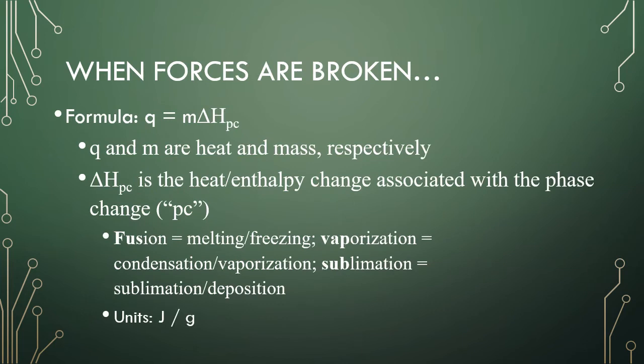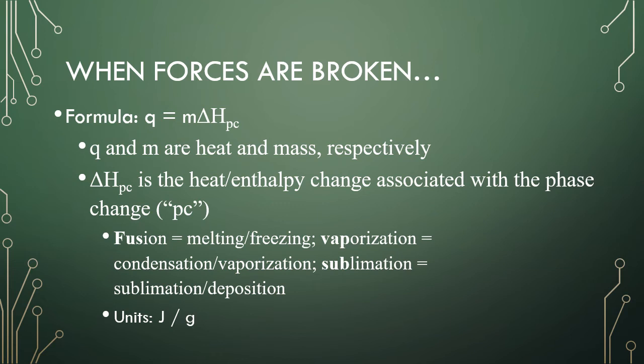When the forces are being broken between particles, what's most likely happening is there is a phase change that is occurring. So, in this case, the formula that we would use is the one shown here. Q equals m delta H of a phase change, where Q and m are heat and mass, respectively, as we saw in the previous equation. However, the delta H PC, known as the heat or enthalpy of a phase change, is a new variable. It is the amount of energy required to make a phase change occur for a given substance.